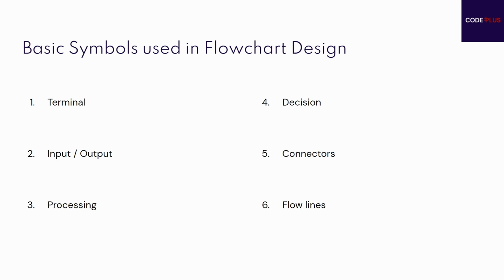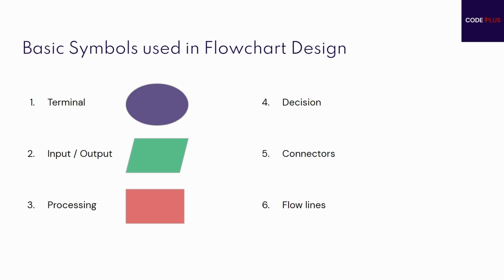To start flowcharting, we have to learn some basic symbols that are used in flowchart designs. Number 1 is terminal. The oval symbol indicates start, stop and halt in a program's logic flow. Number 2 is input-output. The parallelogram denotes any function of input-output type. It indicates that an input should be given by the user or an output should be printed. Number 3 is processing. The rectangle represents arithmetic instructions such as addition, subtraction, multiplication and division.